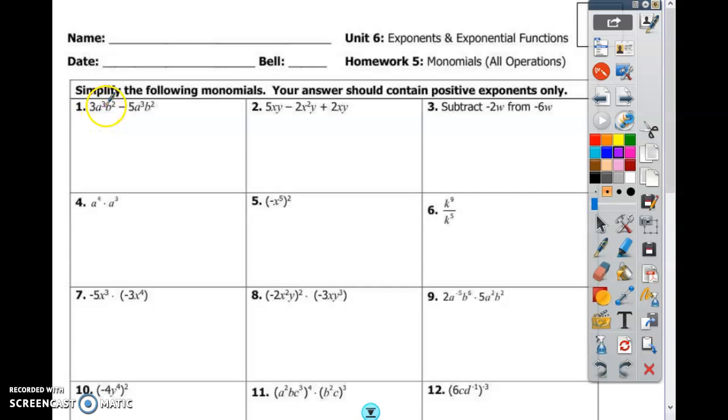Well, this one has a to the third power, b to the second power, and this one also has a to the third power, b to the second power. So because these two are the same, we are going to subtract them. You see how it says right there we are subtracting? So it's going to be 3 minus 5. And when you do 3 minus 5 in the calculator, that gives you a -2.